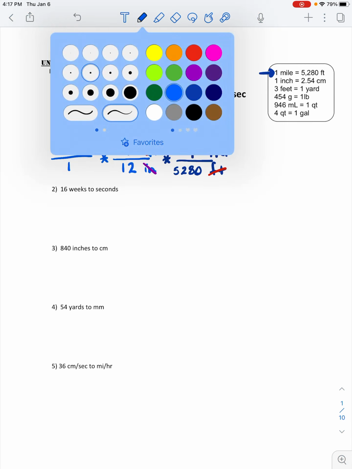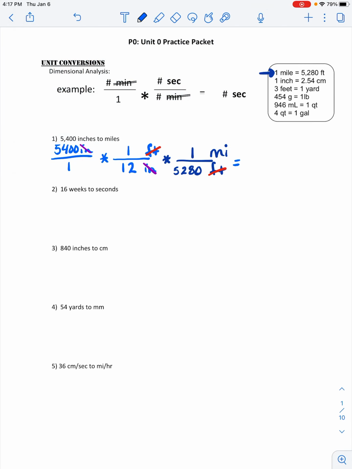And then it is going to require me to do some math here. So everything that is in the numerator is being multiplied, and everything that is in the denominator is being divided by. So I am going to choose to say 5,400, and I'm going to type in divided by 12, and then I'm also going to divide that by 5,280. So that is going to give me 0.85227, and there are more digits in my calculator, but I'm just going to write down a few of them and call it a day.